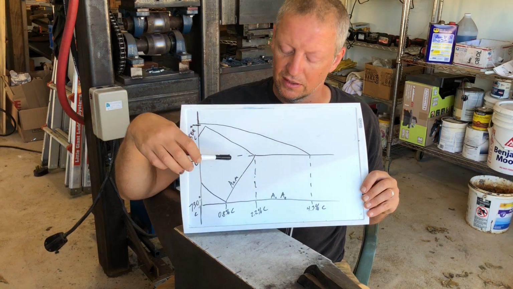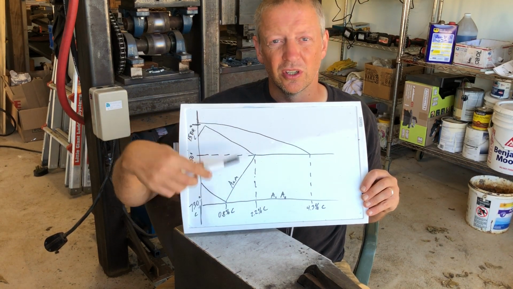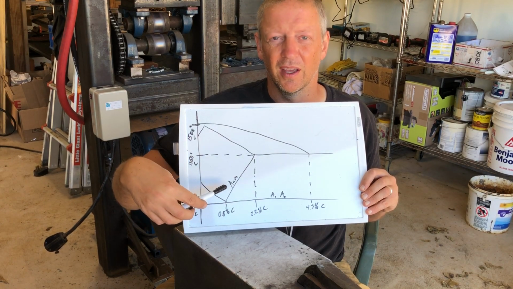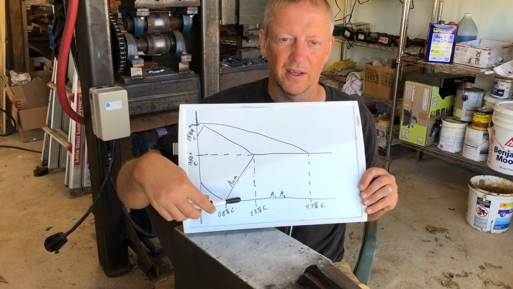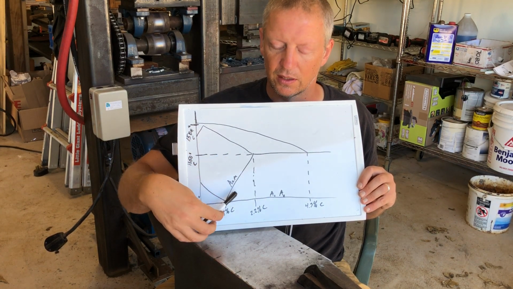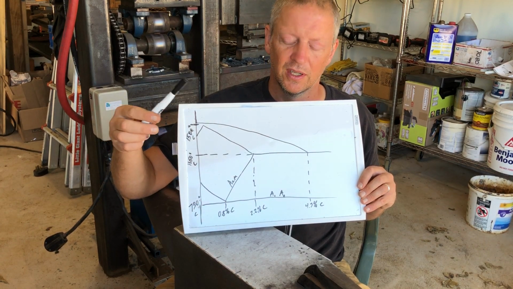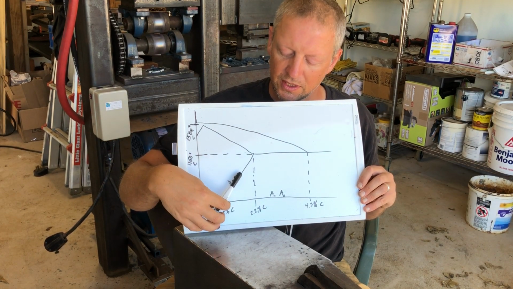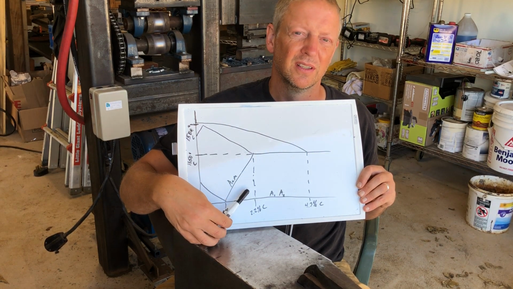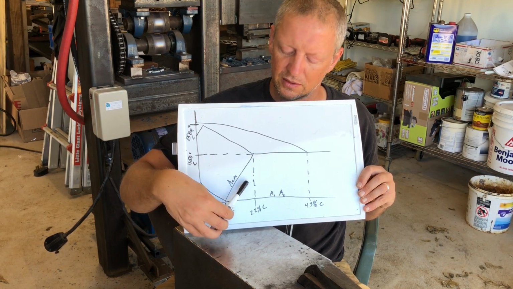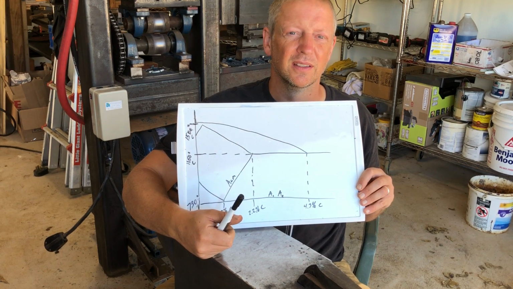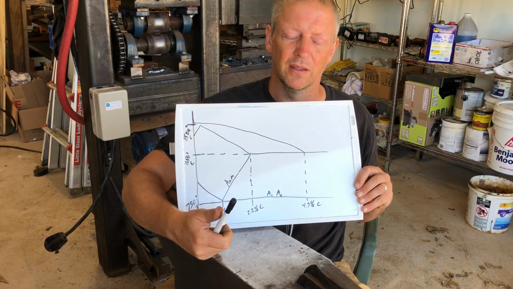Some other key things here. Your heating rate, obviously, affects where your ACM line is. It also affects the cooling rate, same thing. If you are cooling quickly, your ACM line is going to move. You will continue to have austenite further down, and you will not be forming cementite or carbide until a cooler temperature, depending on your cooling rate.